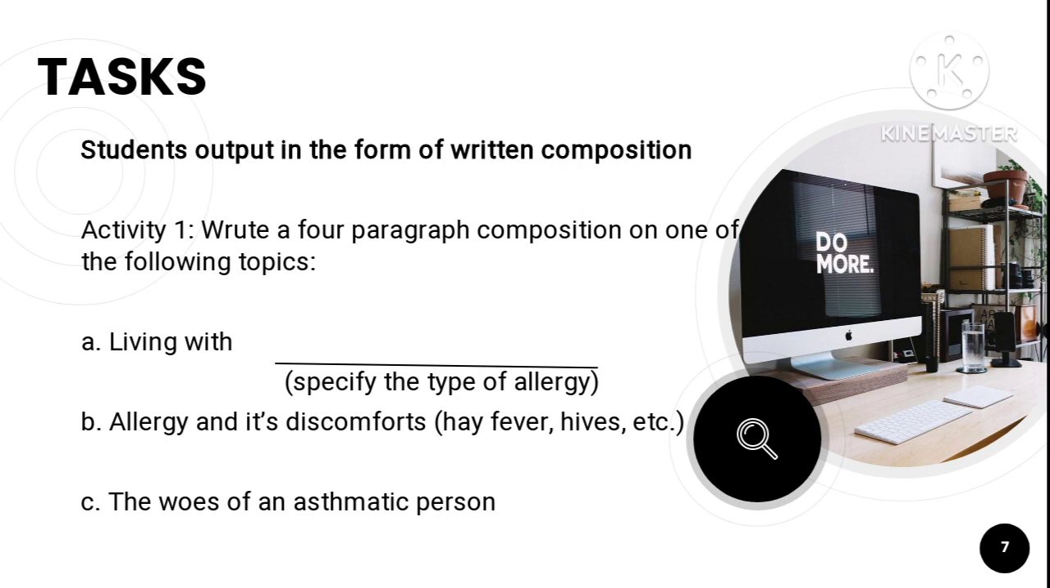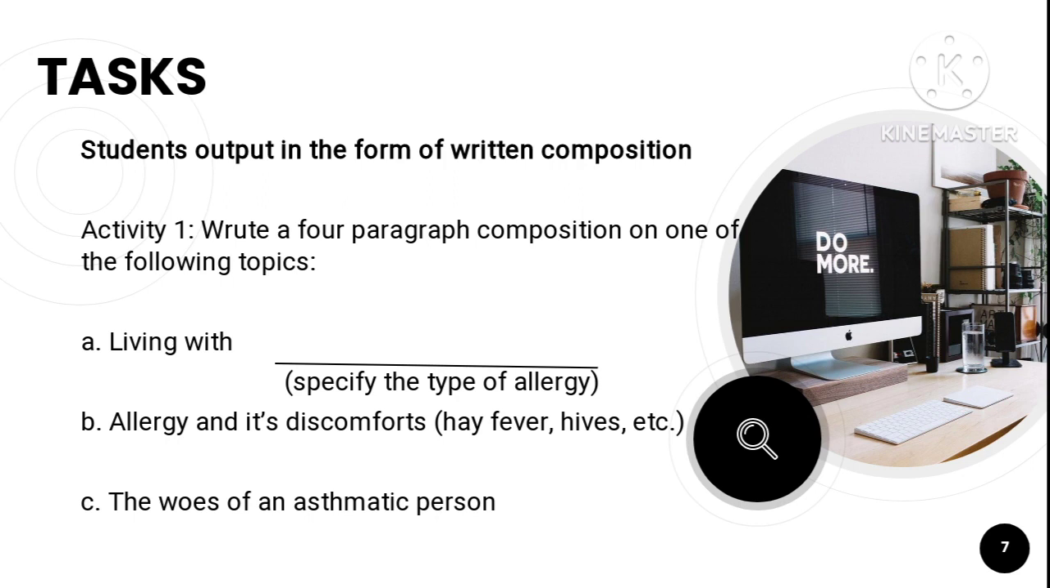So here, students' output in the form of written composition. In our activity 1, we have: write a 4-paragraph composition on one of the following topics. We have 3 topics here. You should only choose one among A, B, and C, whichever you prefer. In our A, we have living with blank. Specify the type of allergy.